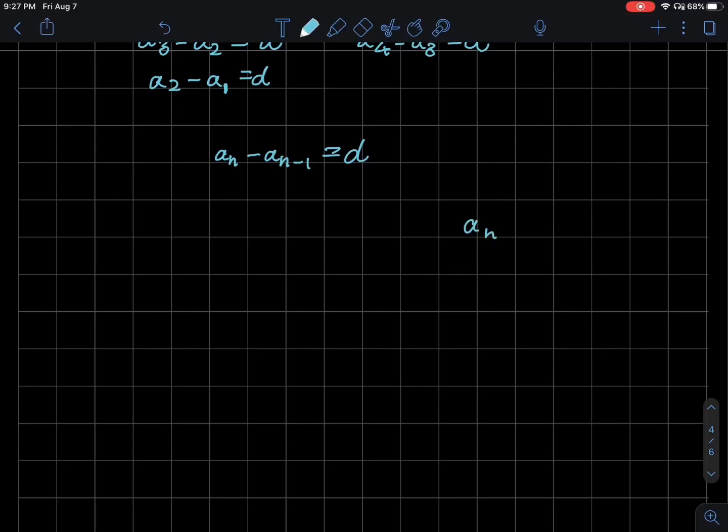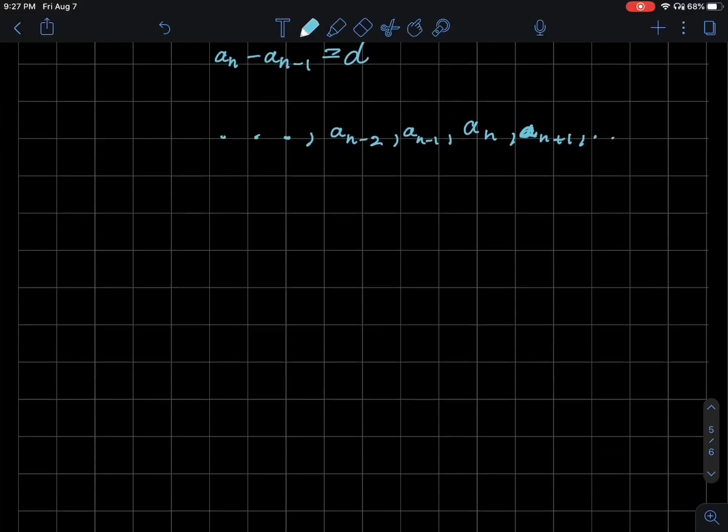the sequence. Let's say the sequence continues on here, and then you have an-2, an-1, an, an+1, and it'll still keep going. So an and an-1 are just arbitrary terms, but the point is, if you take a term and you subtract the preceding term from it, you will always get the common difference. This is true for any arithmetic sequence. So that's our first point.